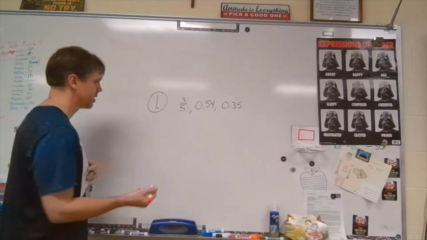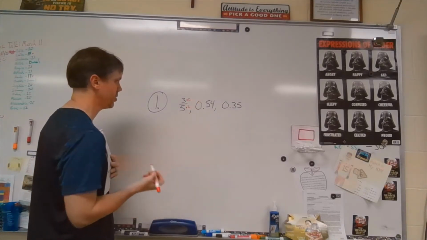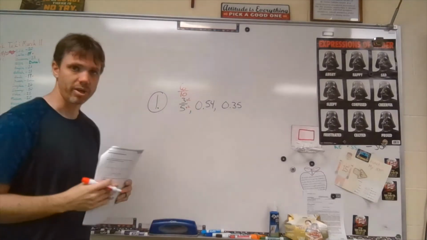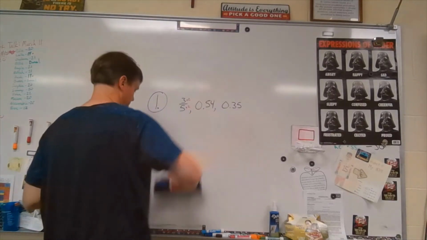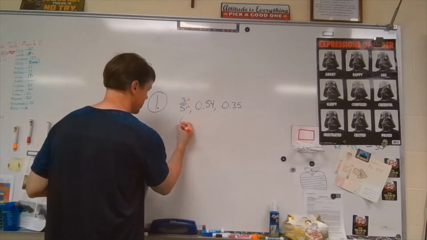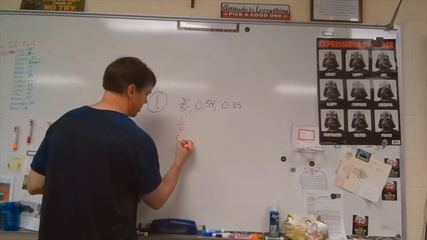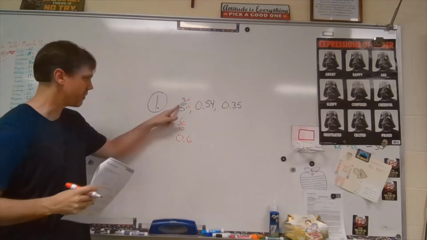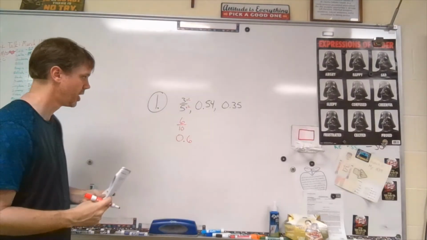So 3/5, you probably could guess if you multiply fifths times 2 and you multiply that 3 times 2, you're going to get 6/10. Let's do it below, away from the glare. So you've got 6/10, and if you write 6/10 as a decimal, that's 0.6. So 3/5 is equal to 6/10, which is 0.6 written as a decimal.